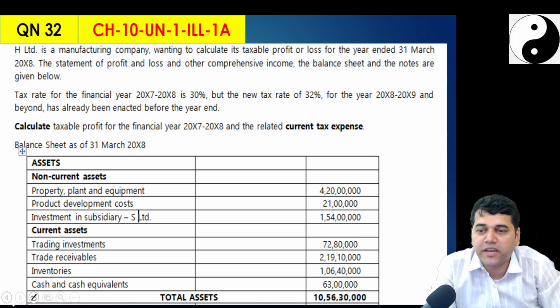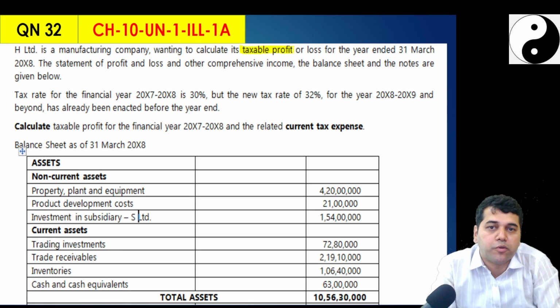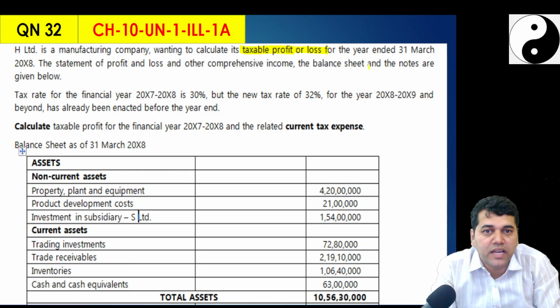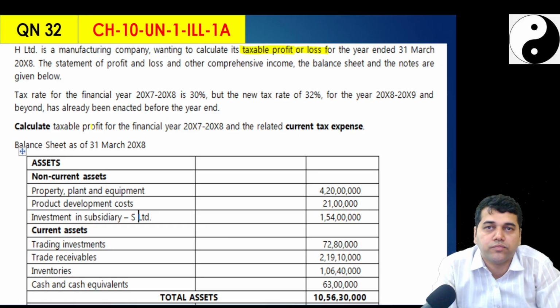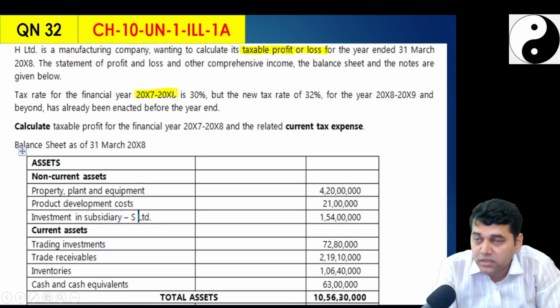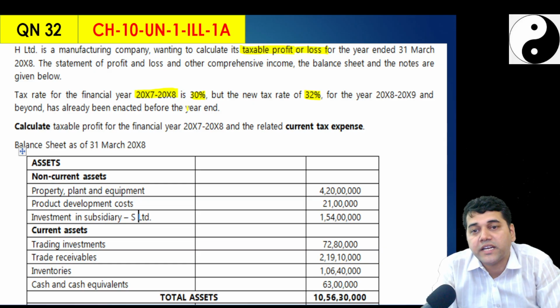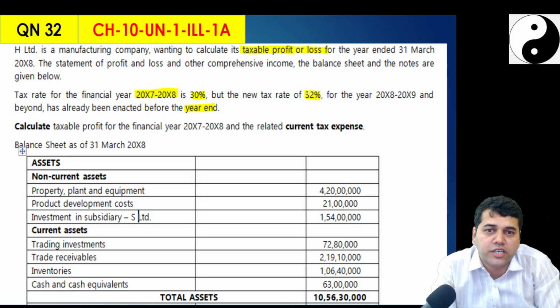H Limited is a manufacturing company and wants to calculate the taxable profit and loss, that is, tax profit for the year ended 2018. The statement of P&L account and OCI, the balance sheet and notes to accounts have been given to you, so you have to calculate the taxable profit. The tax rate for the 17-18 financial year is 30%, but the new tax rate is 32% for the year 18-19 and beyond, and it was already enacted before the end of the year. So for us, 32% is applicable.